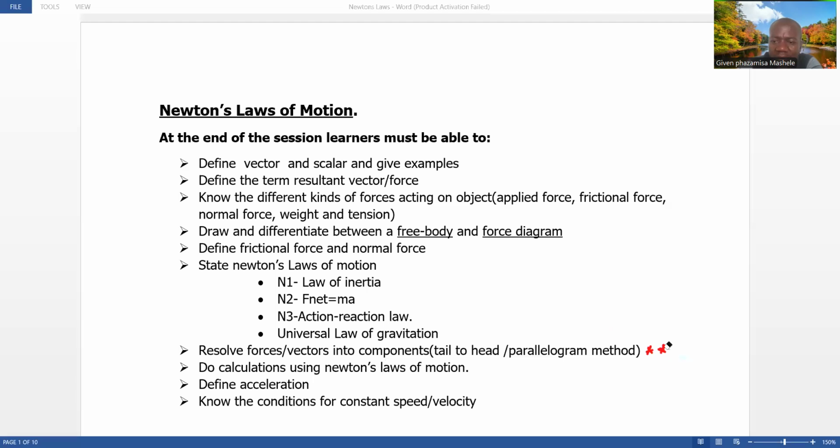Number 1, a learner who's in grade 11 or grade 12 must be able to differentiate between a vector and a scalar. Actually, this is from grade 10, but it's just pre-knowledge. Number 1, you need to be able to know what is a vector. We know a vector is a physical quantity.